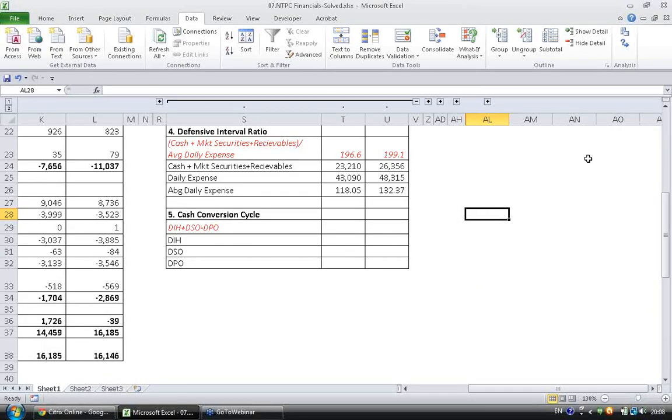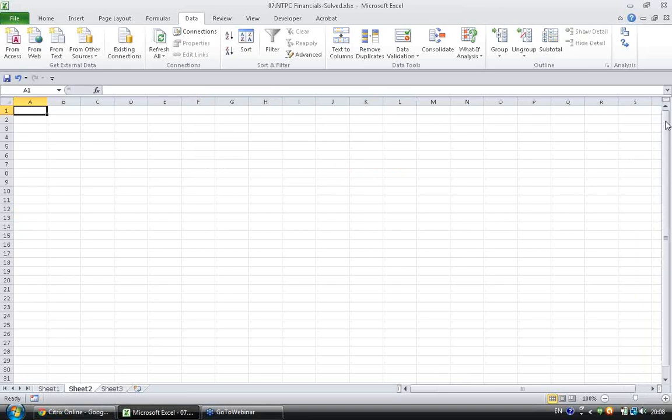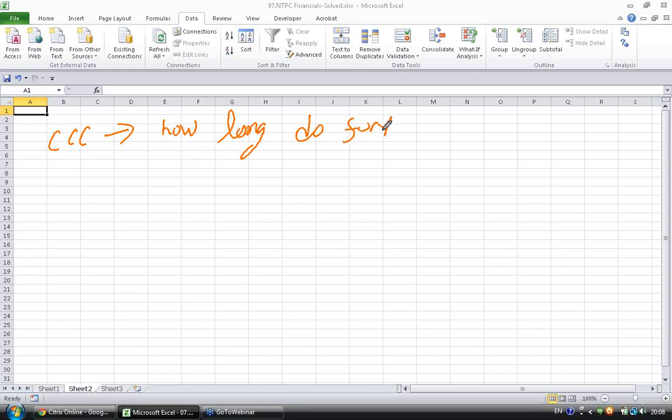The next ratio that we are going to see is cash conversion cycle. What essentially is cash conversion cycle? The cash conversion cycle, essentially CCC, indicates how long do the shareholders fund the business.